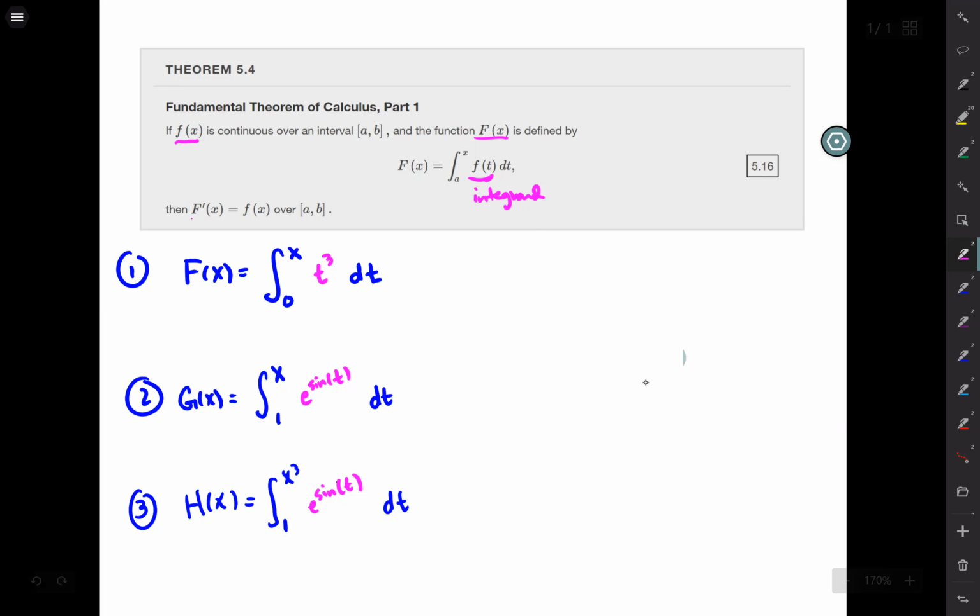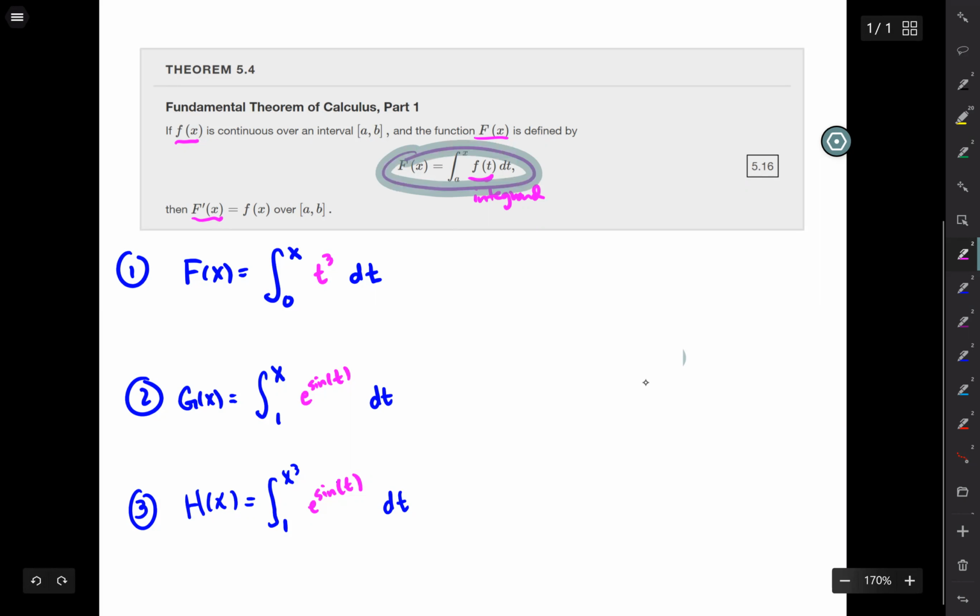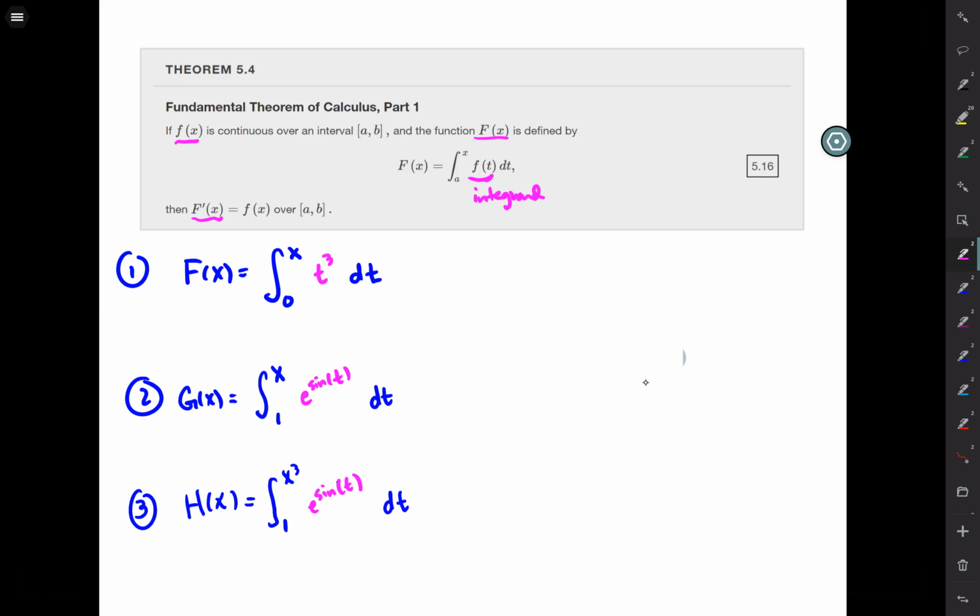Then it says that the derivative F prime of x, the derivative of the big function, is just the little f of x over the interval from a to b. So the derivative of the big function is just the little function, or the derivative of the integral is just the integrand, little f of x. So let's see this in practice.